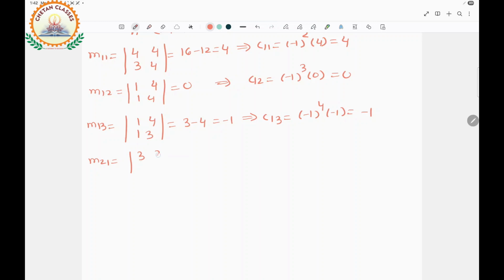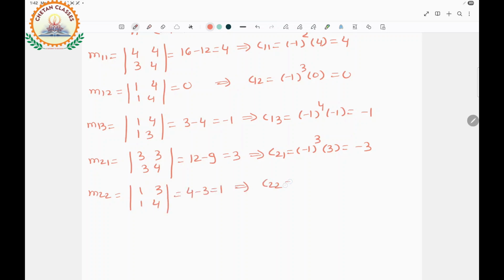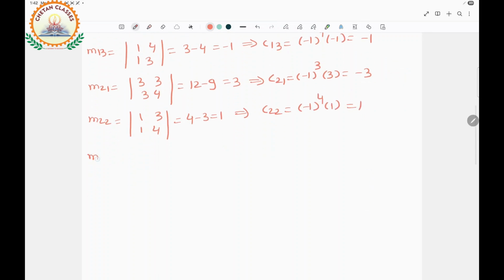M21 means determinant of 3, 3, 3, 4 is equal to 12 minus 9 is equal to 3. So C21 is equal to minus 1 cube into 3 is equal to minus 3. M22 means determinant of 1, 3, 1, 4 is equal to 4 minus 3 is equal to 1. So C22 is equal to minus 1 raised to 4 into 1, that is 1. Now M23 is determinant of 1, 3, 1, 3 is equal to 0. So C23 is equal to minus 1 raised to 5 into 0, which is equal to 0.